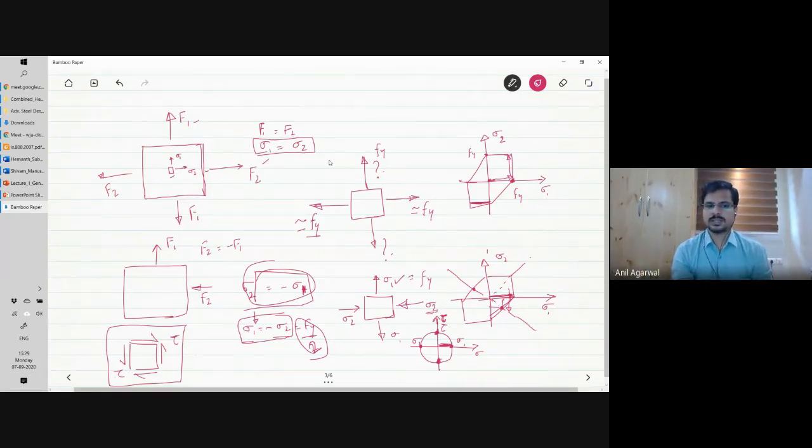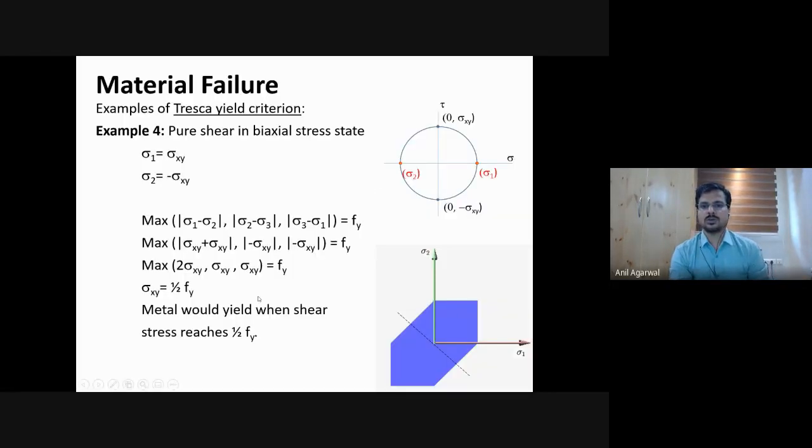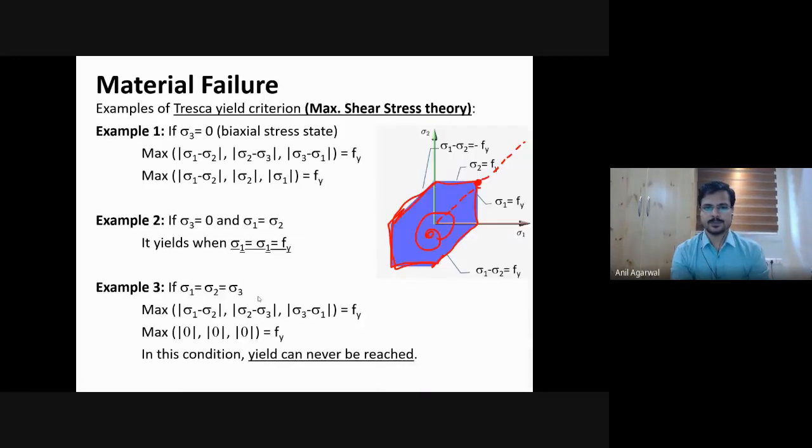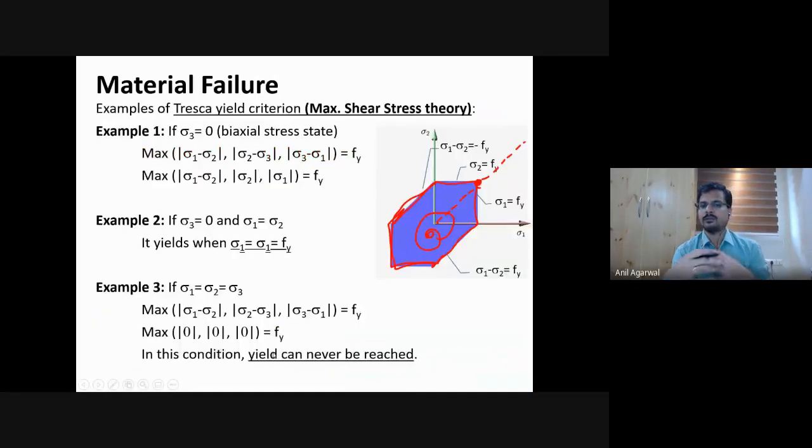So basically, Tresca says that the yielding takes place when the maximum shear stress is equal to half of Fy. And in a pure shear stress condition, that is what the maximum shear stress is. That's what Tresca said, right? Maximum shear stress is half of Fy. And when you have only shear stress in a single plane and no other stress, then that stress is the maximum shear stress. That is half of Fy.